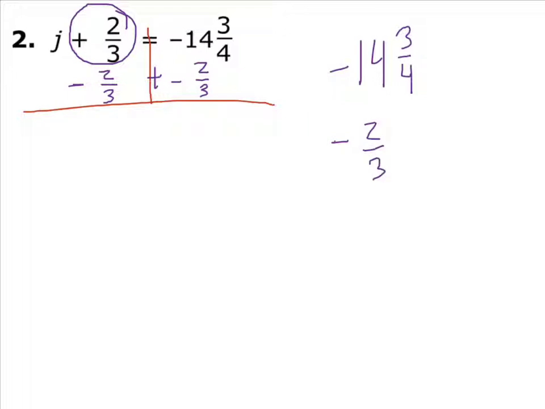Now, what do I have to have whenever I'm adding and subtracting fractions? Well, if you remember, I have to have a common denominator. So I need to find a common denominator for 3 and 4. The reason why we're using 3 and 4 is because those are my denominators here. I know that 12 is a common denominator for those, so that's going to be my denominator for both of these guys.